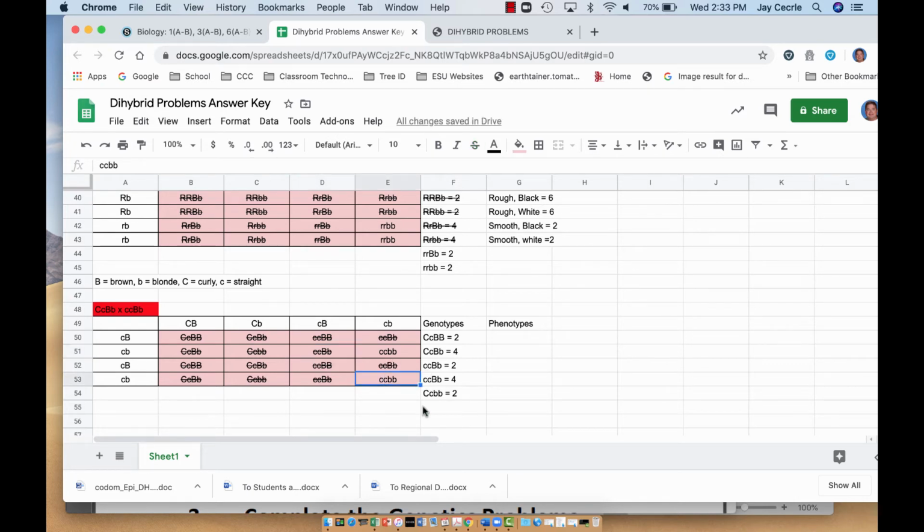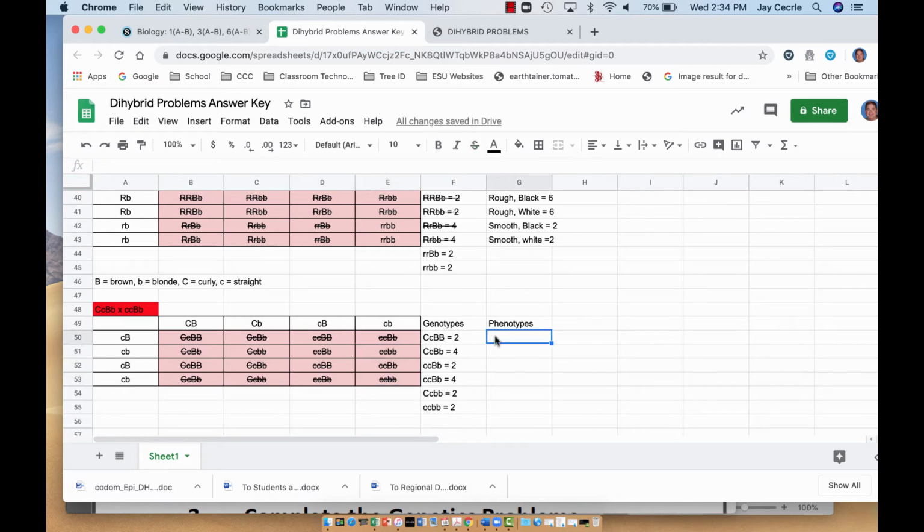And then the one that's left is all lowercase, little c, little b, little b. There's 2 of those. So it's always a good idea to check those off. Sometimes you just don't notice them when you're working through the first time.